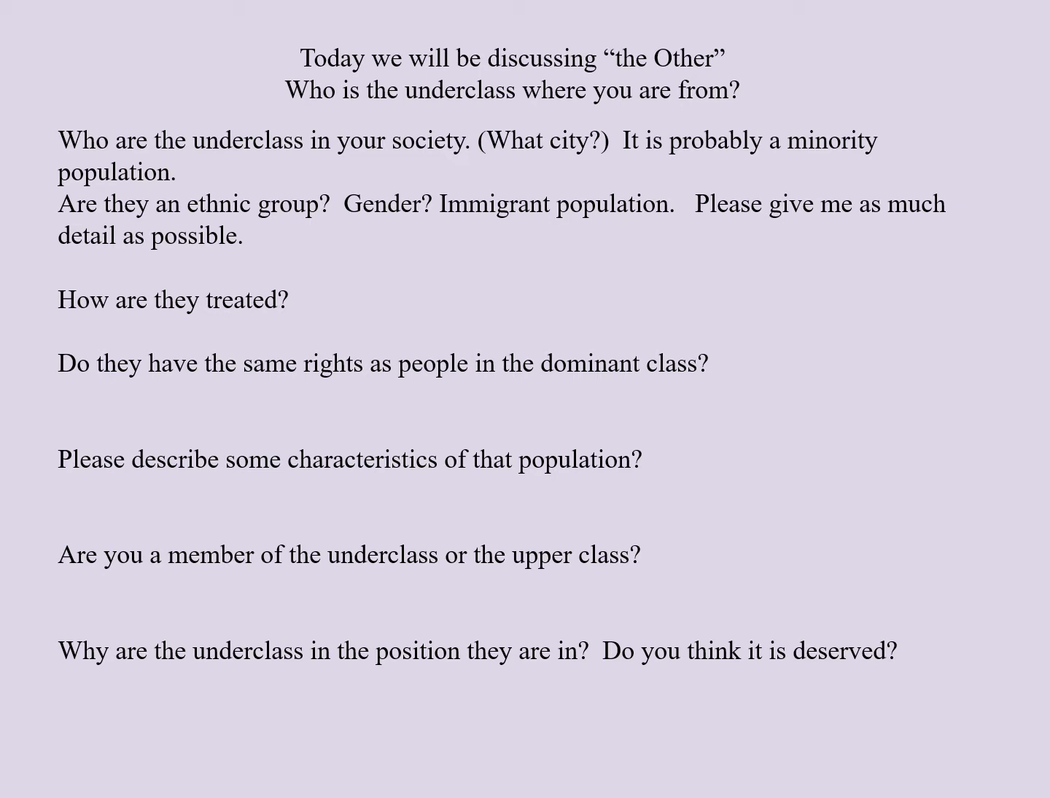Is it ethnic groups? Is it immigrants? It can be like South African apartheid based on race. In Brazil, they think of race somewhat differently, so the underclass would be somewhat different. So take a look at these questions.